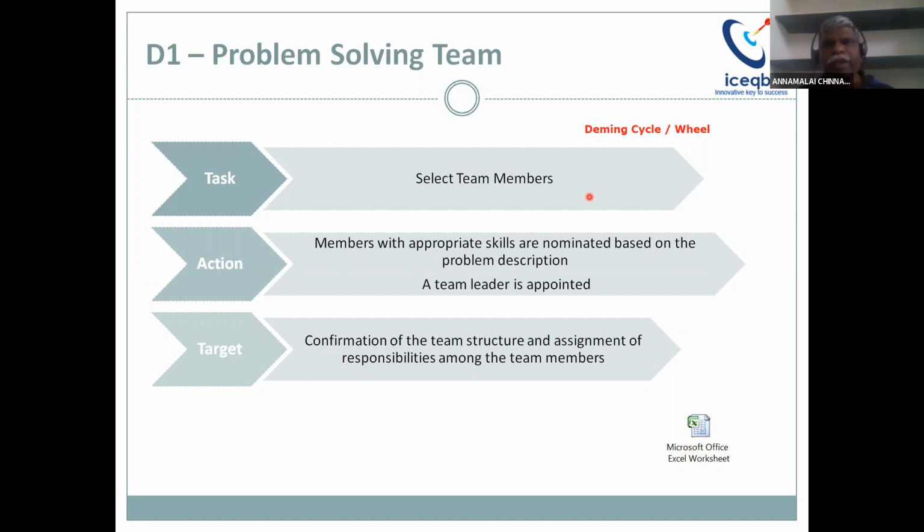So normally it will be a cross-functional team. So don't take the team members from the same department. So you'll have to form a cross-functional team.